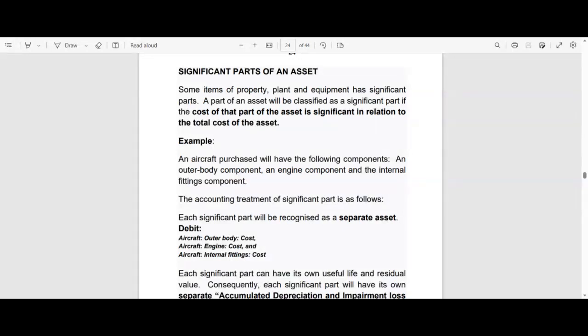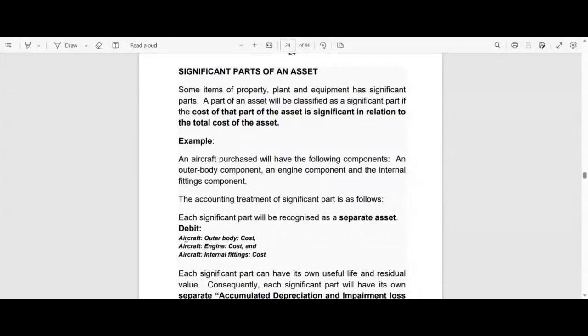But now, once we have identified significant parts, like in this particular case for the aircraft, our category of assets that we call aircraft, we have now identified three major or significant parts, namely the outer body component, the various engines, and the internal fittings. Now we've got to add that to our description or to our identifier.